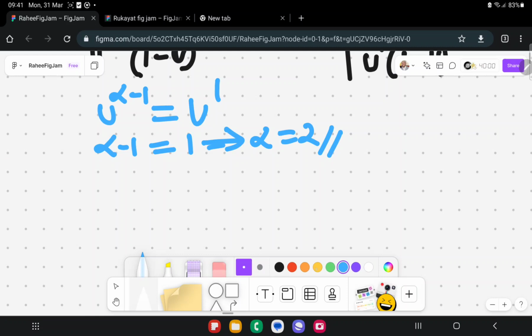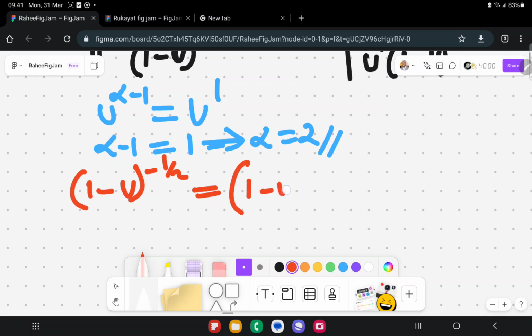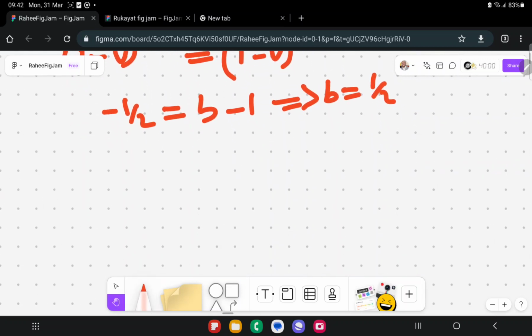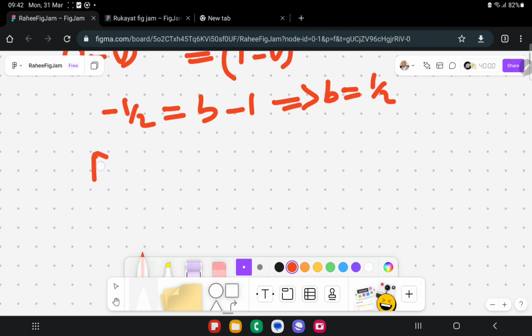Now let's look at this other value, because we're trying to compare the internal values. Raised to the power negative half, this one is for our integral, and we equate it with the beta function. So we equate the powers now. We have minus half is equal to b minus 1. Now this clearly implies that our b is equal to half. So we have B(alpha, b).